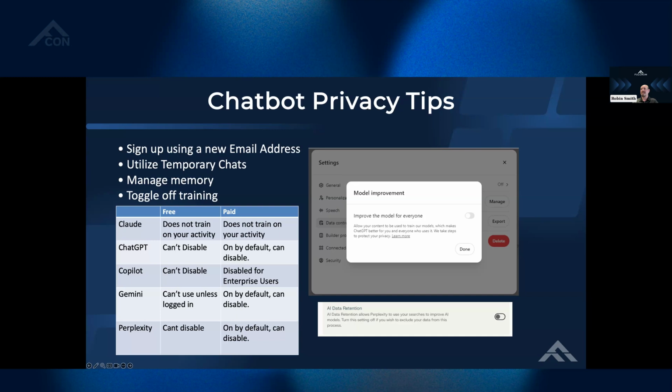Or if you have accidentally leaked something that you shouldn't have leaked, you can at least get it out of there.